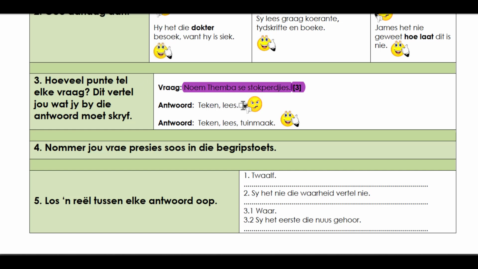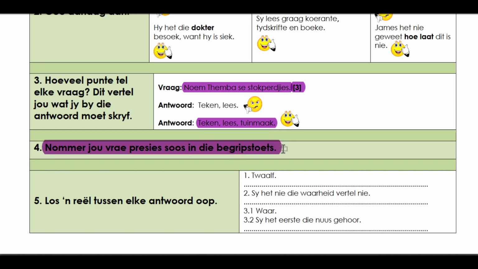So ons kan nie net sê teken en lees nie. Ons moet 3 stokperdjies soek. Hy teken, lees en tuinmaak is sy stokperdjies. En dit is die korrekte antwoord. Dan is dit ook belangrik dat jy jou vrae presies soos in die begripstoets nommer. It's very important that you number each question according to your paper. Otherwise, it's very difficult for the teacher to give you marks if you accidentally skipped a question and the rest of your numbering is wrong because of that. So please make sure that you number exactly as your exam paper.